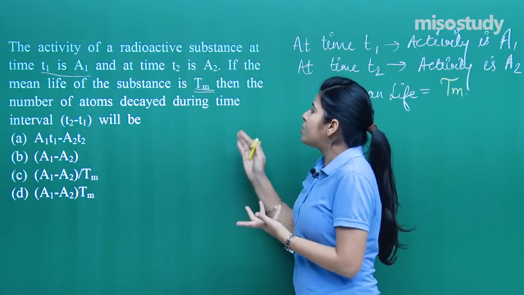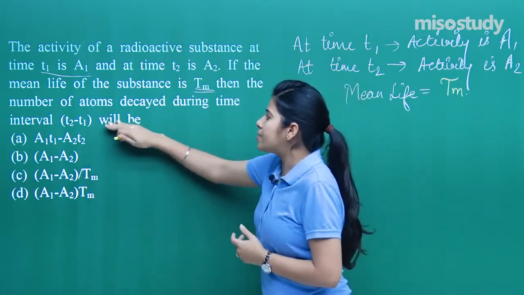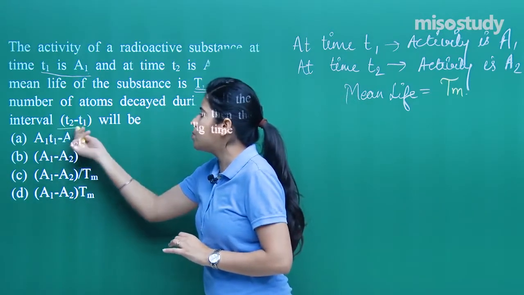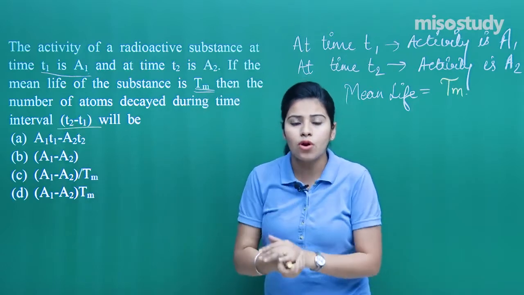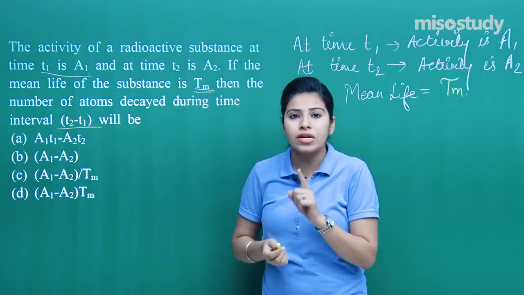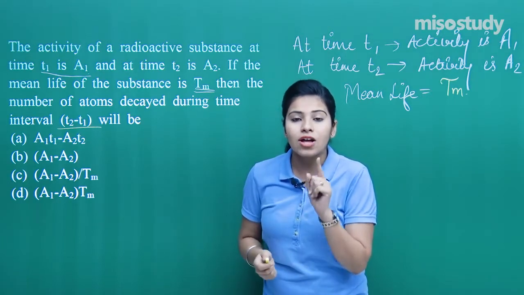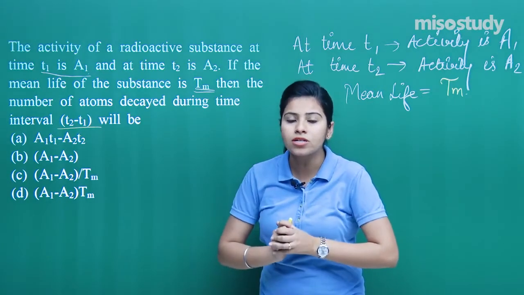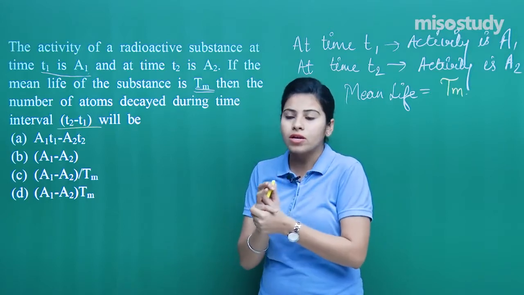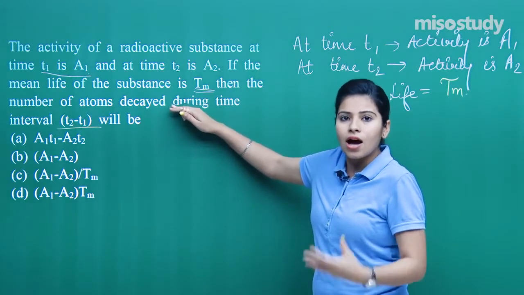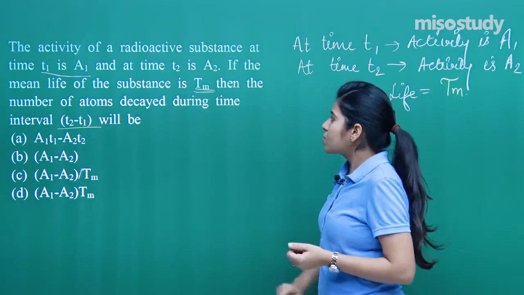And what else has been given? The number of atoms decayed during the time interval T2 minus T1 will be what? We have been given 4 options and we have to choose one correct answer. The correct answer will be only one, so you have to be very particular and very accurate. Now we will start the question and see how to proceed.